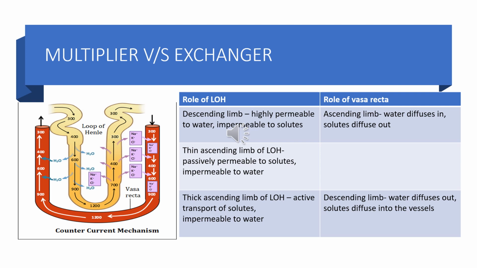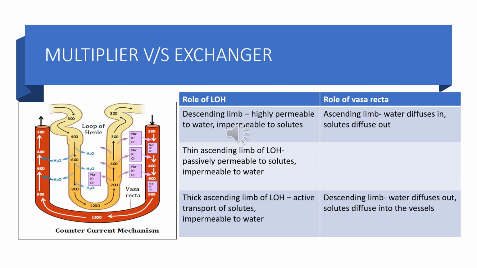So the reabsorption of solutes from the thick ascending limb, the passive reabsorption of solutes from the thin ascending limb, and the addition of new solutes by the filtrate into the descending limb, all these together increase or multiply the osmolarity of medullary interstitial fluid, and thus the medullary gradient, and hence it is called countercurrent multiplier. Thus loop of Henle acts as the countercurrent multiplier.